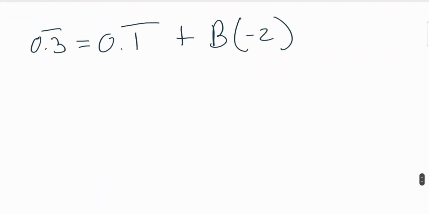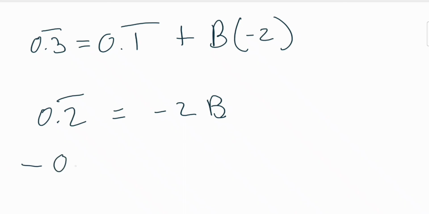So that means that we'll just subtract 0.1 recurring from this. So that means that 0.2 recurring is equal to negative 2B. Okay, so now we're going to divide by negative 2. So let's do that. You can probably use a calculator for this if you want, because they're quite large numbers. Divided by negative 2. So this, in turn, is going to equal negative 0.1 recurring.